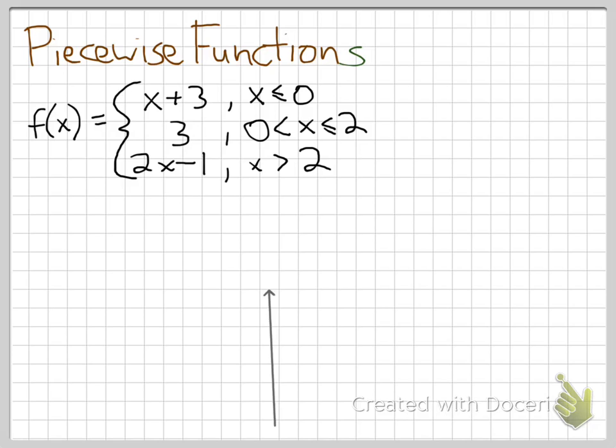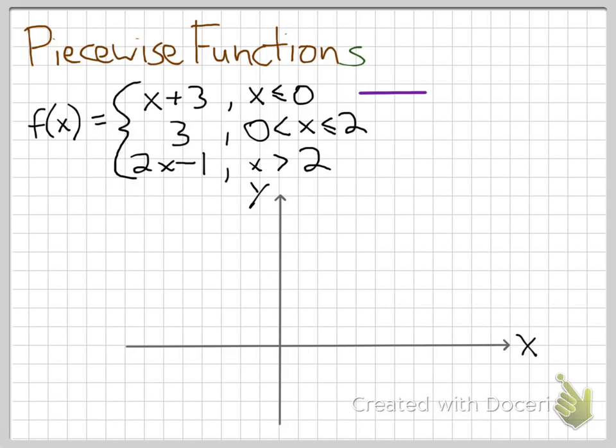So let's just graph all three of these different equations, and then we'll talk about the intervals that are actually occurring. So I'm going to get my axes here. So the first one I have is x plus 3. X plus 3 is just your basic line. We'll make it this color. If it's x plus 3, it goes through 3 as a y-intercept and has a slope of positive 1. So there's our x plus 3.